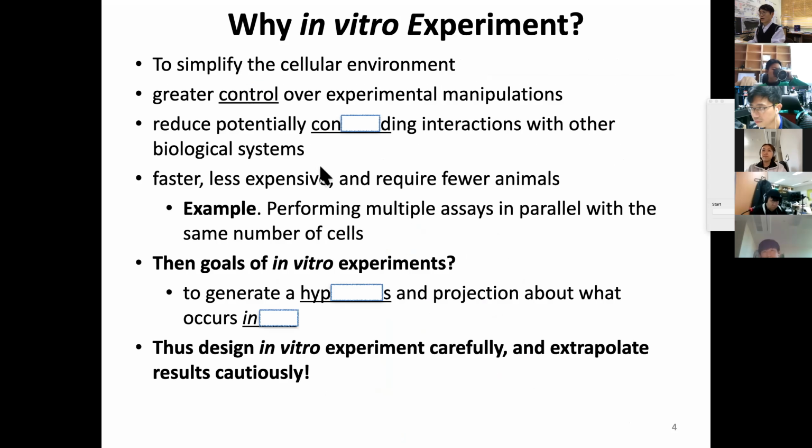So that's why performing multiple assays in parallel with the same number of cells, which is a pretty difficult job in vivo. Okay, so those are the merits of in vitro experiments.